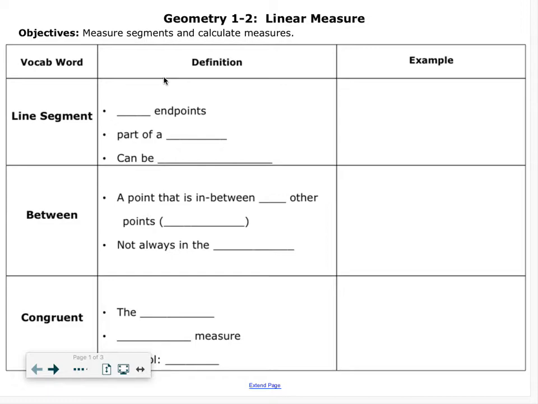Today we're going to look at linear measurement, so that's just measuring lines, something that you've probably done before. We're going to look at a few new vocab words and do some example problems.